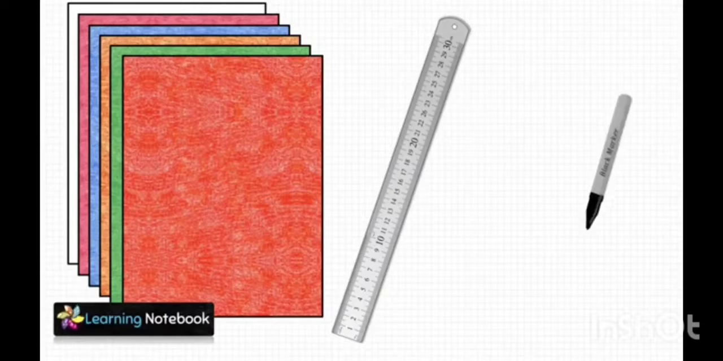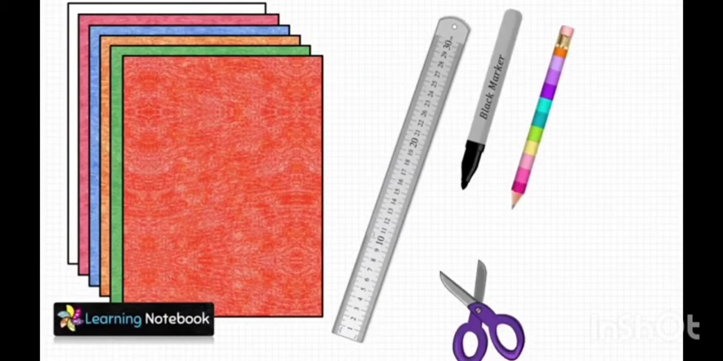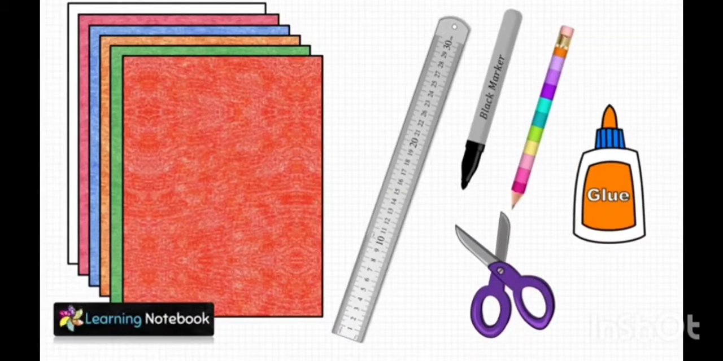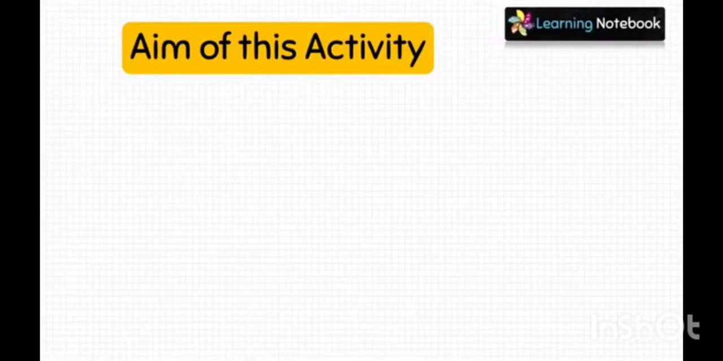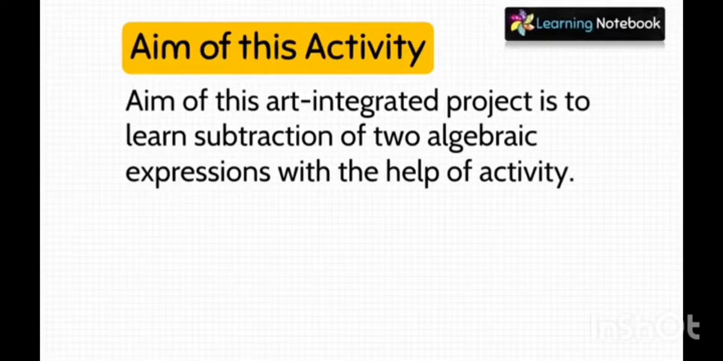For this activity, we need few colorful thick sheets, a ruler, a black marker pen, a pencil, a pair of scissors and a bottle of glue. Aim of this art integrated project is to learn subtraction of two algebraic expressions with the help of an activity.